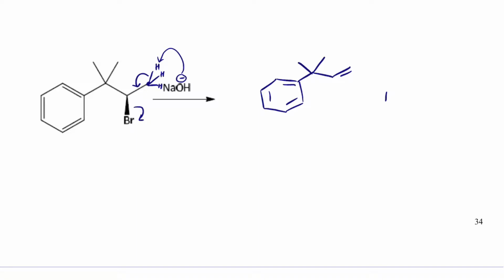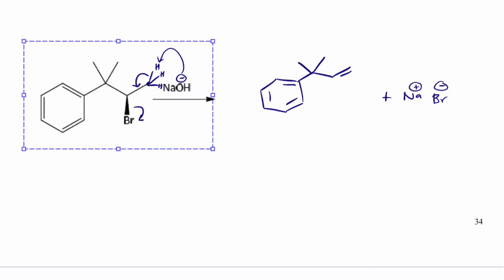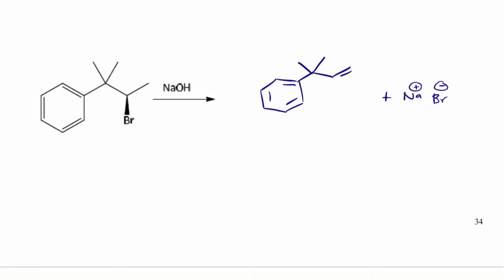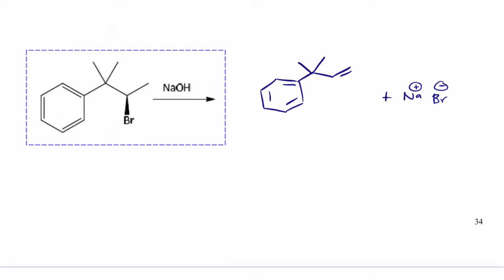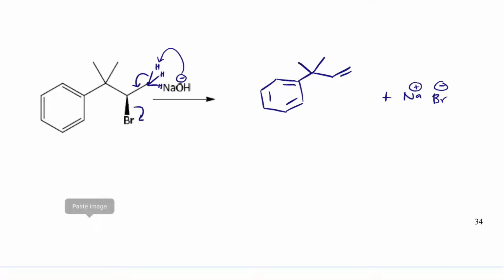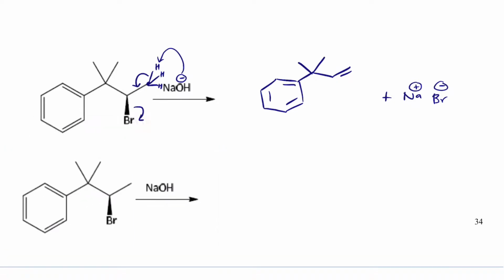What's left over is we have sodium bromide. Okay, now let me do something here quickly. I want to show what if this was different. Let's say one of these methyls was hydrogen. We're still going to get the product here like this.